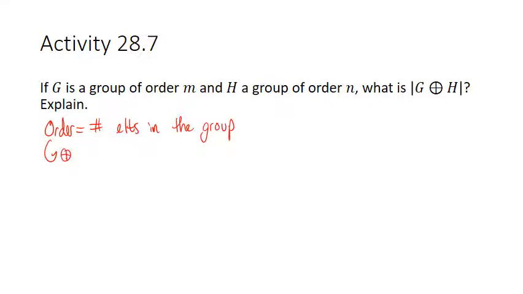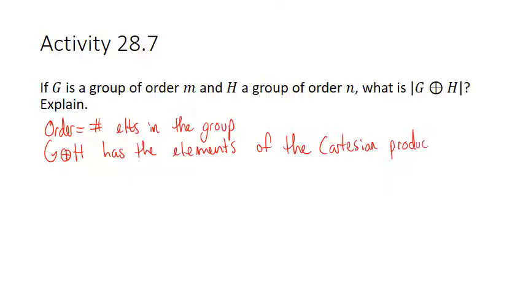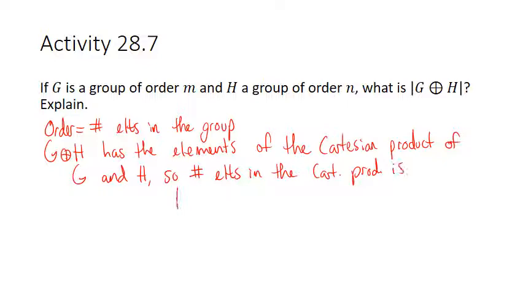G external direct product with H, the elements here are from the Cartesian product of G and H. So the number of elements in the Cartesian product is simply the number that are in G times the number that are in H. It's not very complicated. And that's it.